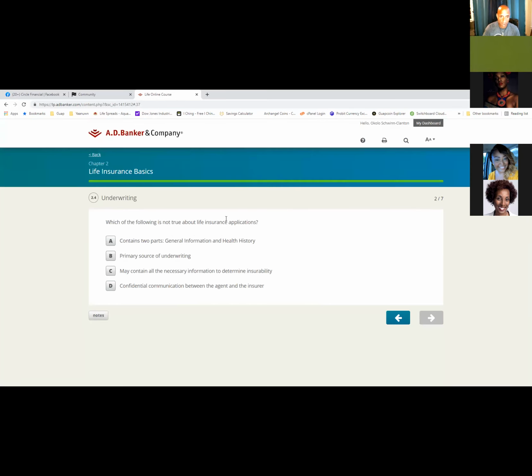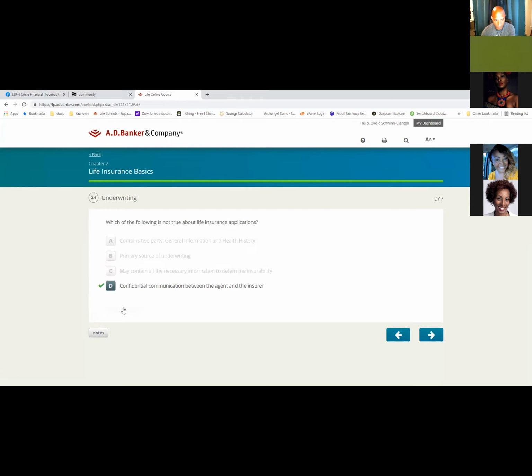Which of the following is not true about the life insurance application? Contains two parts, yes. It's the primary source of underwriting. Yes. May contain all the necessary information to determine insurability. Confidential communication between the agent and the insurer. I want to say D. I want to say D too.